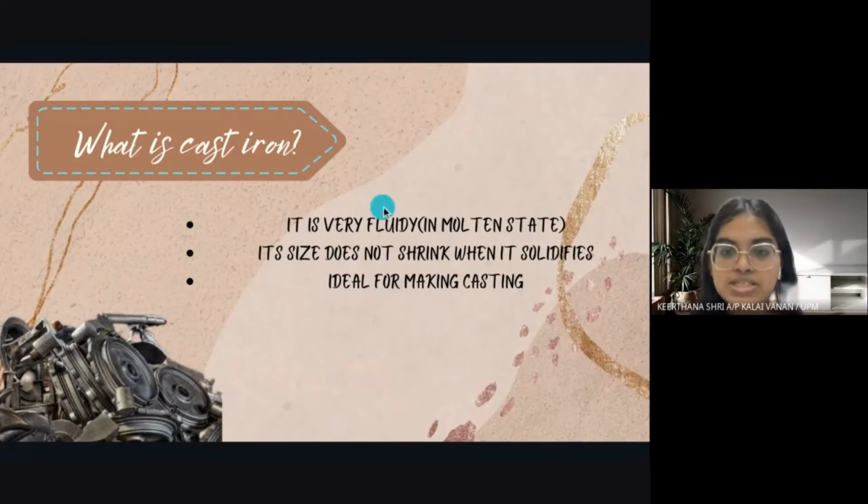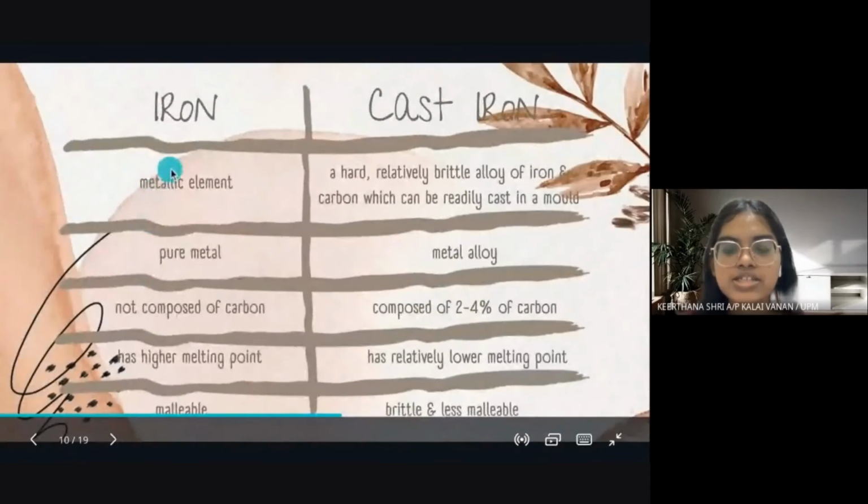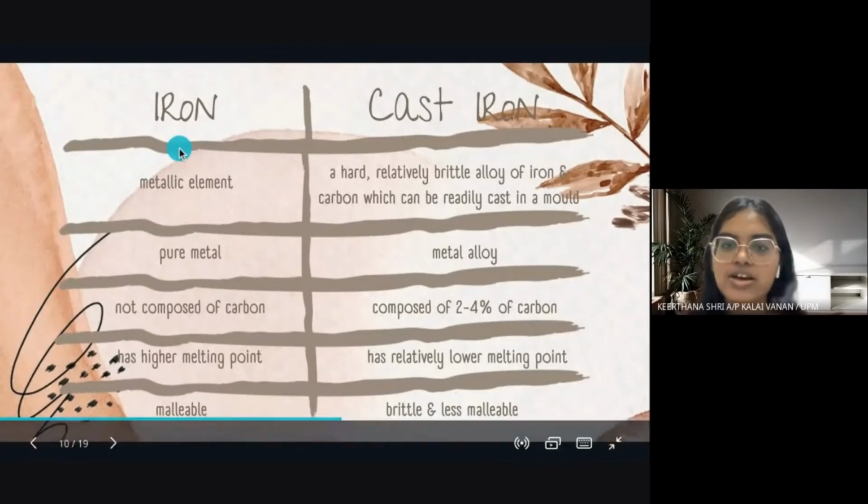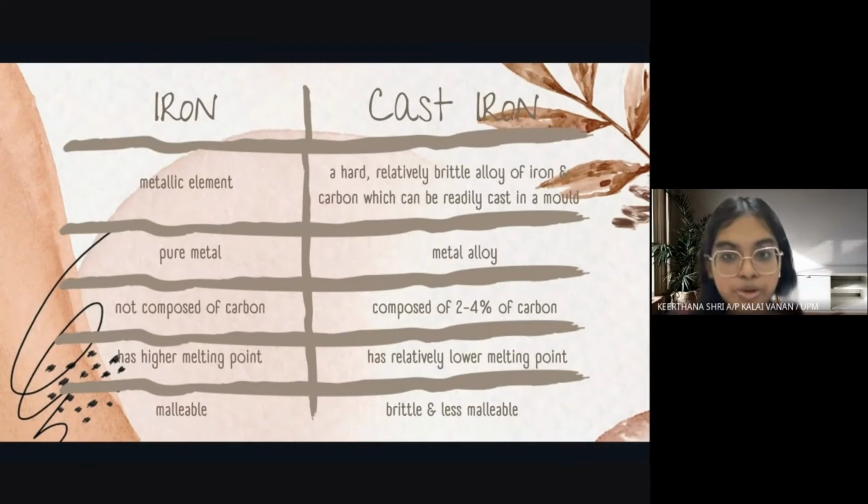Why the name is cast iron? Because it is ideal for making casting. As just now, the question: what is the difference between pure iron and cast iron? Pure iron is a metallic element, while cast iron is a hard, relatively brittle alloy of iron and carbon, which can be readily cast in a mold.